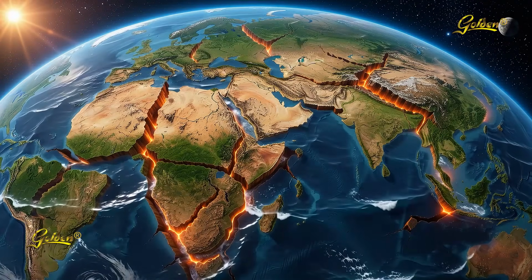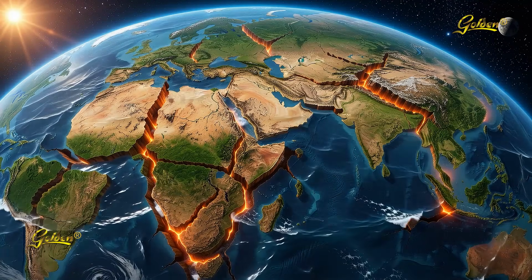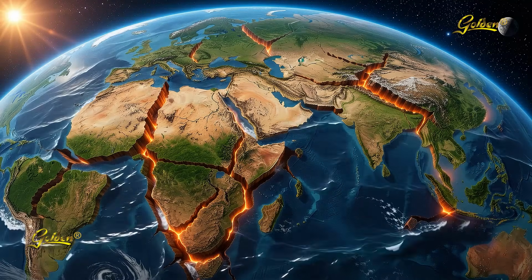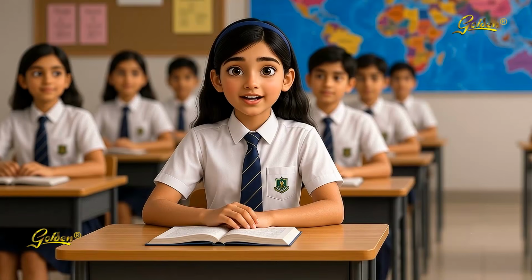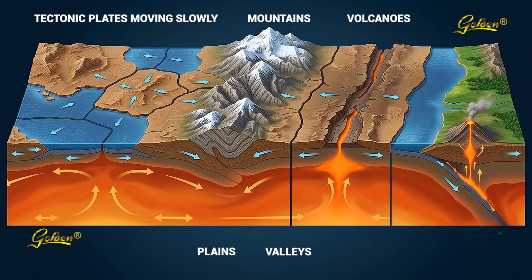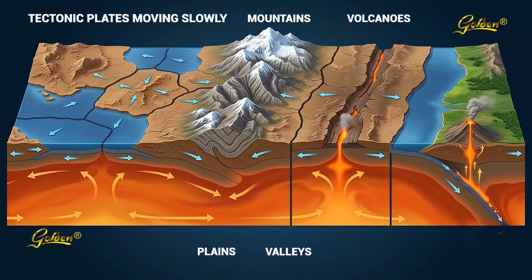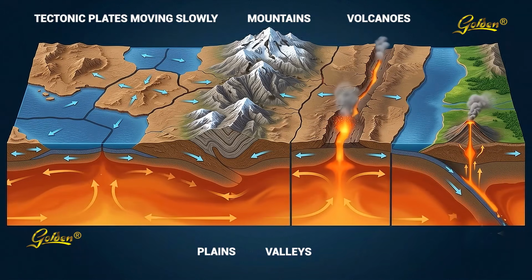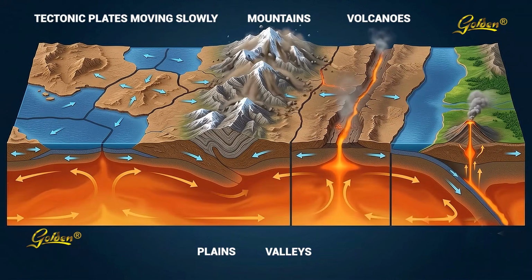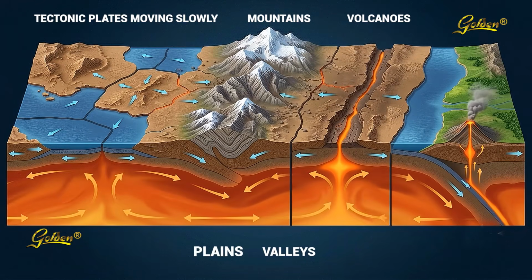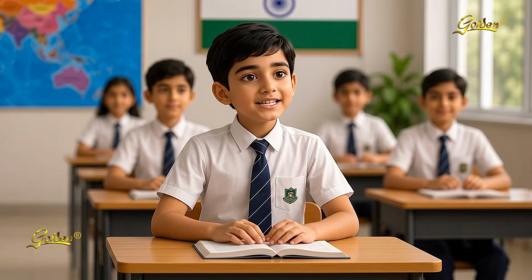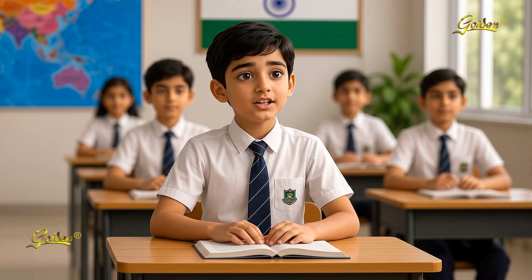Tectonic plates are the several small and large pieces into which the outermost layer of Earth is broken. Are they stationary or moving? Yes, Ananya. Tectonic plates are always moving slowly, and their movement creates various landforms such as mountains, volcanoes, plains, and valleys. Ma'am, please tell us more about the layers of the Earth.